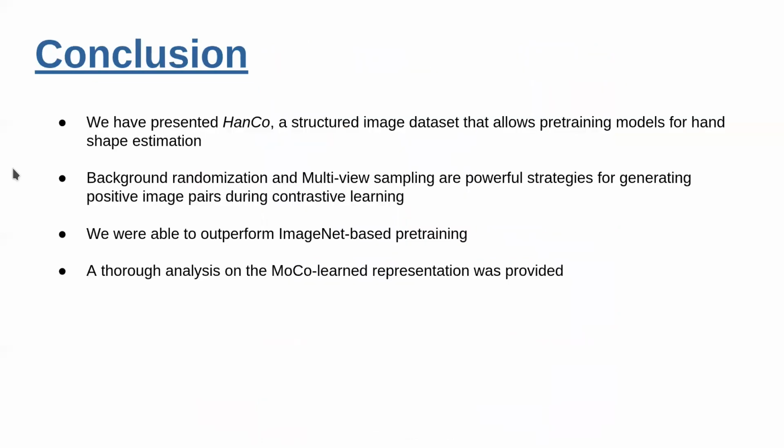We have presented HanCo, a structured image dataset that allows pre-training models for hand shape estimation. Background randomization and multi-view sampling are powerful strategies for generating positive image pairs during contrastive learning. We are able to outperform ImageNet-based pre-training, and a thorough analysis on the MoCo learned representations was provided.